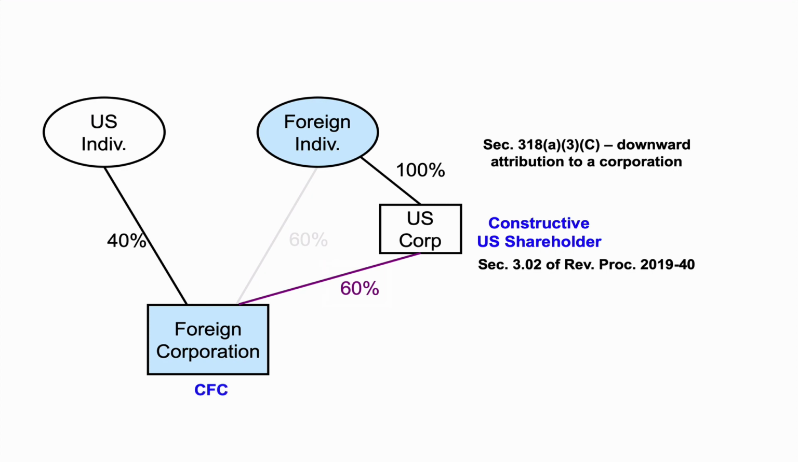If the foreign corporation is a CFC, the U.S. individual must annually file Form 5471 as a Category 5 filer. It is therefore important for the U.S. individual to determine whether the foreign corporation is a CFC. However, the individual may not have and may not be able to get the information necessary to determine if the foreign corporation is a CFC.